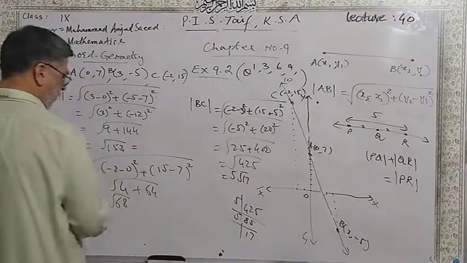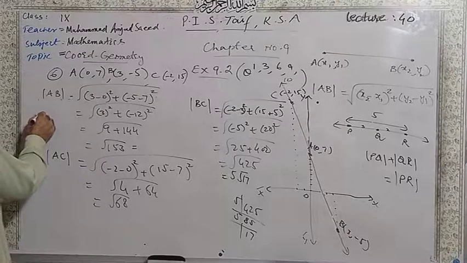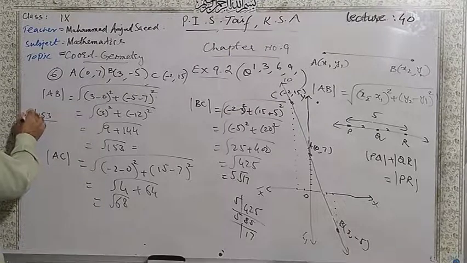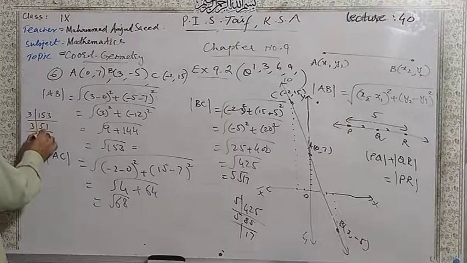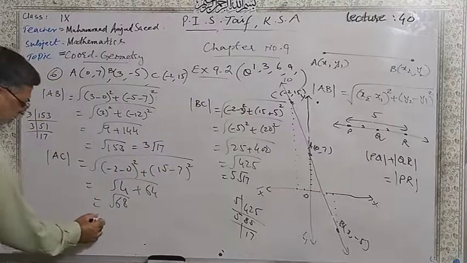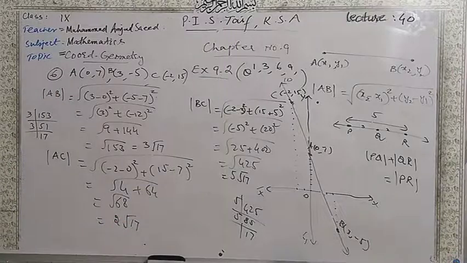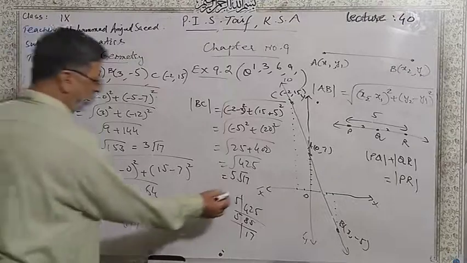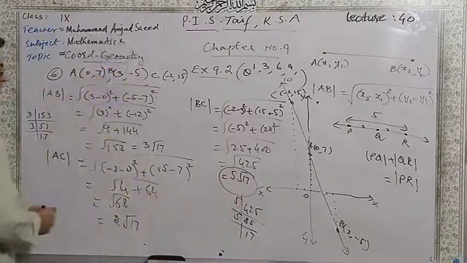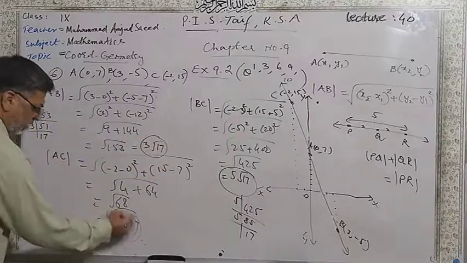And root 153 can be simplified: 153 is 3 times 51, and 51 is 3 times 17. So it will be 3 into root 17. Similarly, the other will be 2 into root 17. Yes. So now you check that BC is equal to AB plus AC.